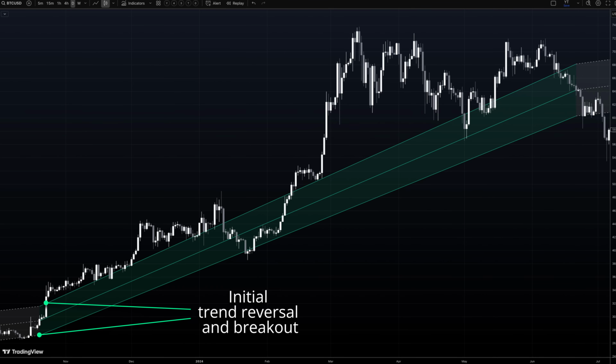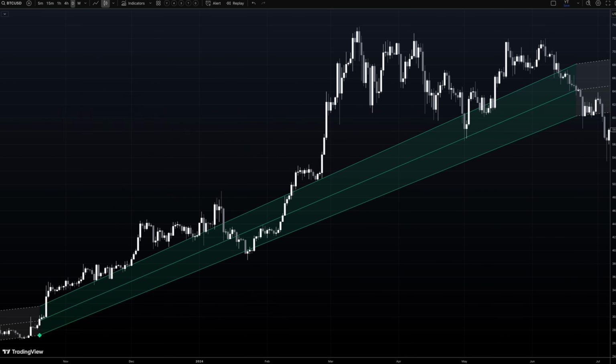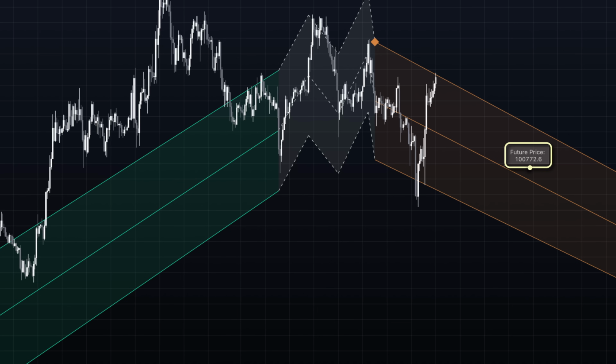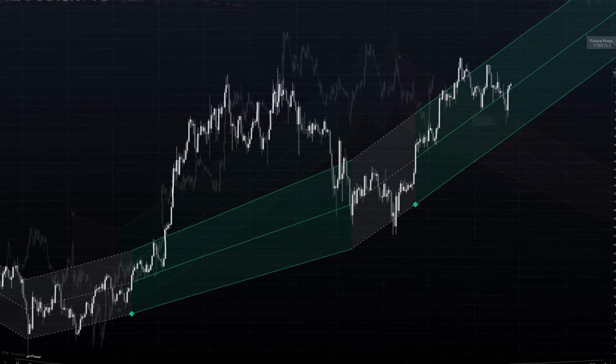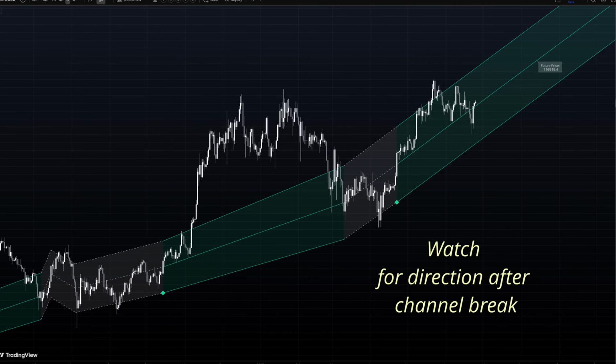Traders can use this indicator for trend-following strategies, identifying optimal entry points when price touches channel boundaries during established trends. The future price projection feature helps set realistic profit targets and assess risk-reward ratios before entering positions. Channel breakouts often signal trend continuation or reversal opportunities.